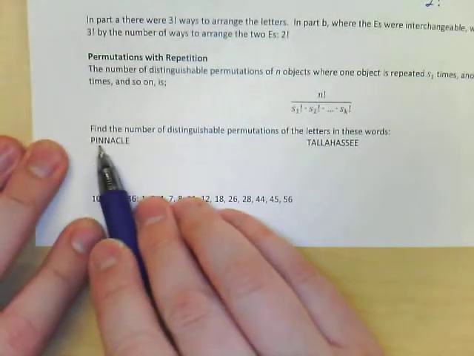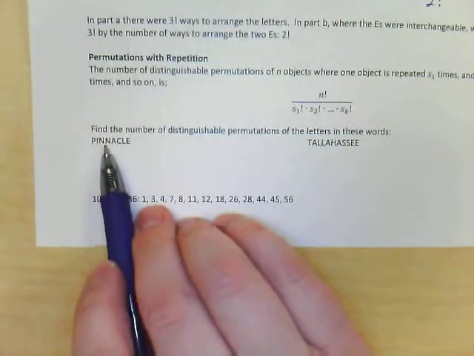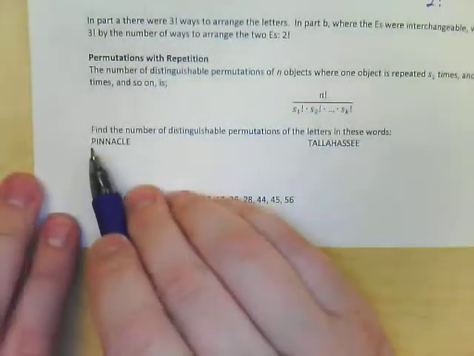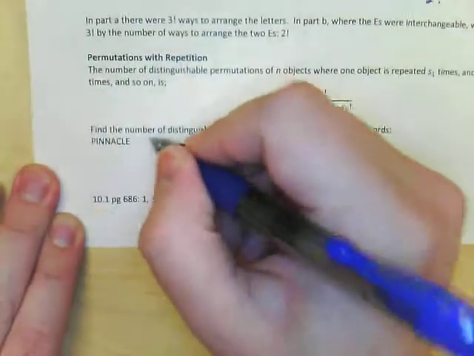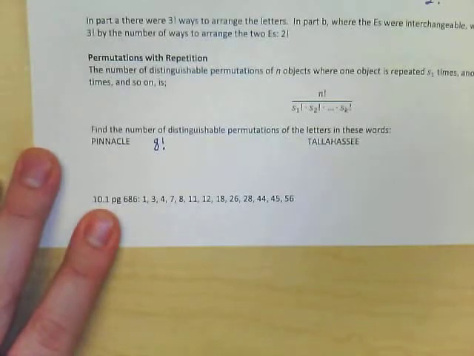All right, so let's do these with some words. Say we want to take these letters in Pinnacle and find out the total number of ways that we could arrange those letters. Again, we've got 2 N's here, so we have some repetition, and we're going to need to be careful as we do this calculation. First of all, we have 1, 2, 3, 4, 5, 6, 7, 8 letters. And so the number of ways to arrange those letters is going to be 8 factorial.